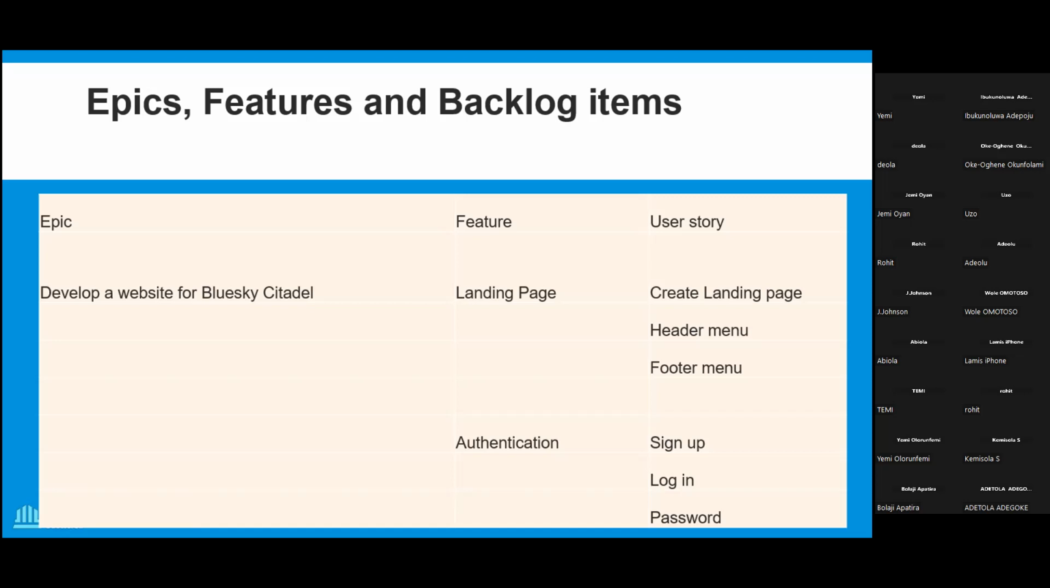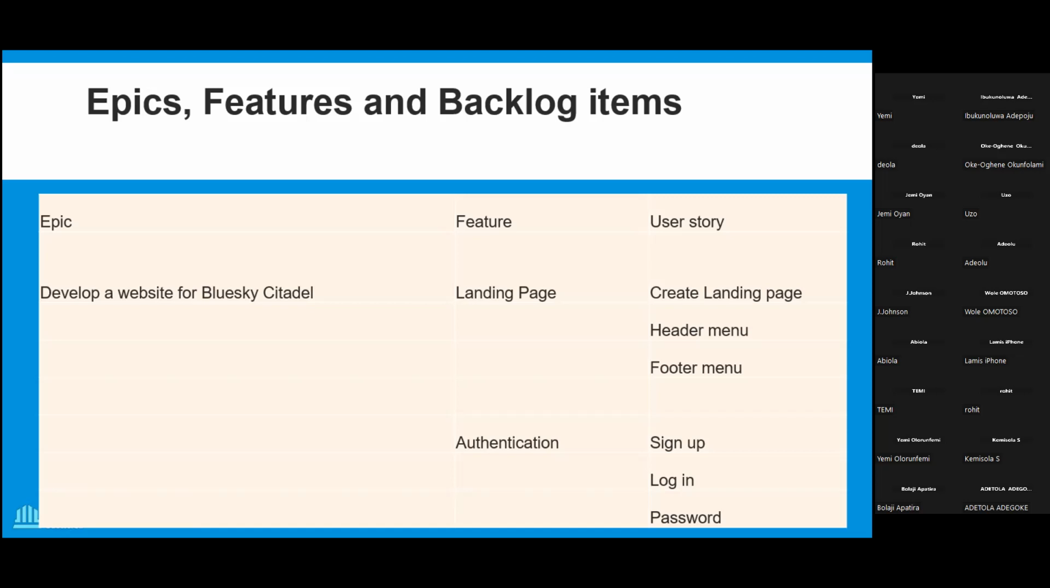No, remember we said user stories and creative thinking. The whole thing is we decide what the epic is and how many features we are going to break it into. You know what is really relevant. But for the case of this illustration, the epic is what? To develop a website for Blue Sky Citadel. There are two features here. The first one is the landing page and authentication. So can you see that the epic has been broken down into the specific?